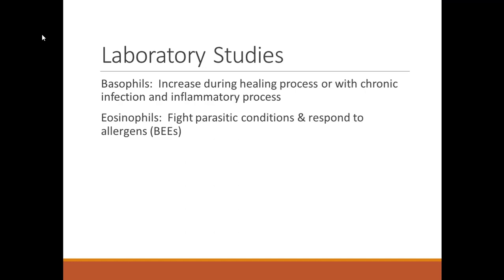Basophils, these actually are the smallest amount, the fewest number. They can be present with allergic reactions, but they actually increase when the body is healing chronic infections and inflammatory processes like an allergy. Eosinophils, they're there to fight parasites and respond to allergens like a bee. So if somebody gets stung by a bee, they're allergic to it, the eosinophils are the ones that are going to be there fighting.